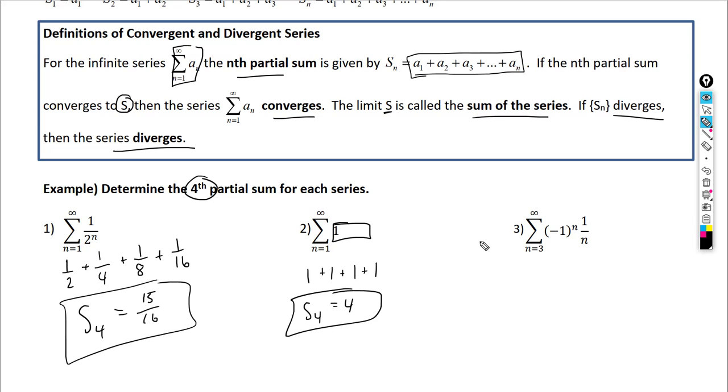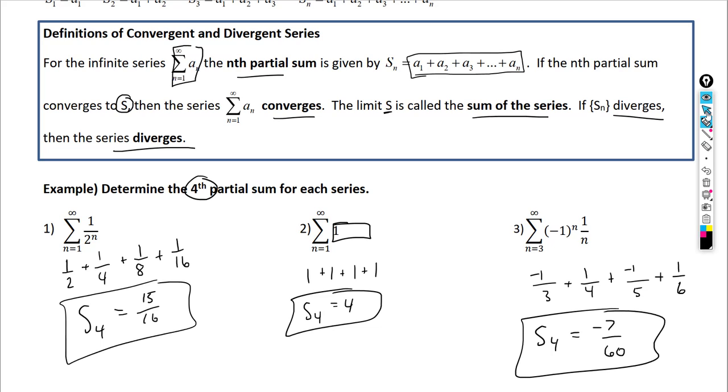And then the last one over here, because I have a negative 1, I'm going to have an alternating series. If I plug in 3, I start with negative 1 to the third, which is negative 1, divided by 3. Plus, now it's negative 1 to the fourth, which is positive 1 over 4. Plus, now it's to the fifth, which is negative 1 over 5. Plus, now it's positive 1 over 6. If I do that math, the fourth partial sum is equal to negative 7 over 60, and that would be your simplified answer.